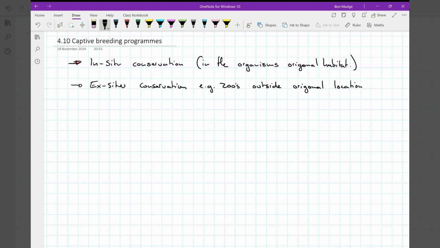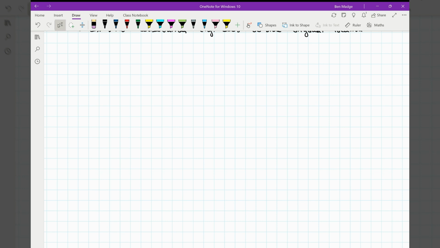So there's a number of things we have to consider if we're going to have a captive breeding program. So the first one is keeping species in captivity. And so the first thing we need to consider is the habitat size. Are we going to be able to provide a big enough space so that they can feel comfortable and healthy? Some organisms are just too big and it's not going to be appropriate. So something like a whale, for example.